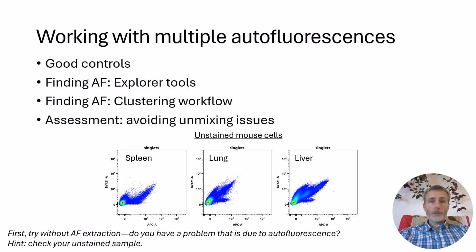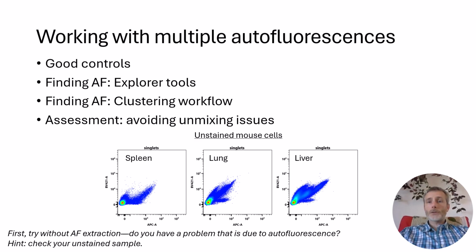For the next portion of the talk, I'm going to briefly provide some tips on how to work with multiple autofluorescences. The most important thing is to first decide if you have a problem where multiple autofluorescence extraction is likely to help, and that this problem cannot be addressed using the other methods. As Maria and Joanne will cover, the unmixed, unstained sample is very informative here.